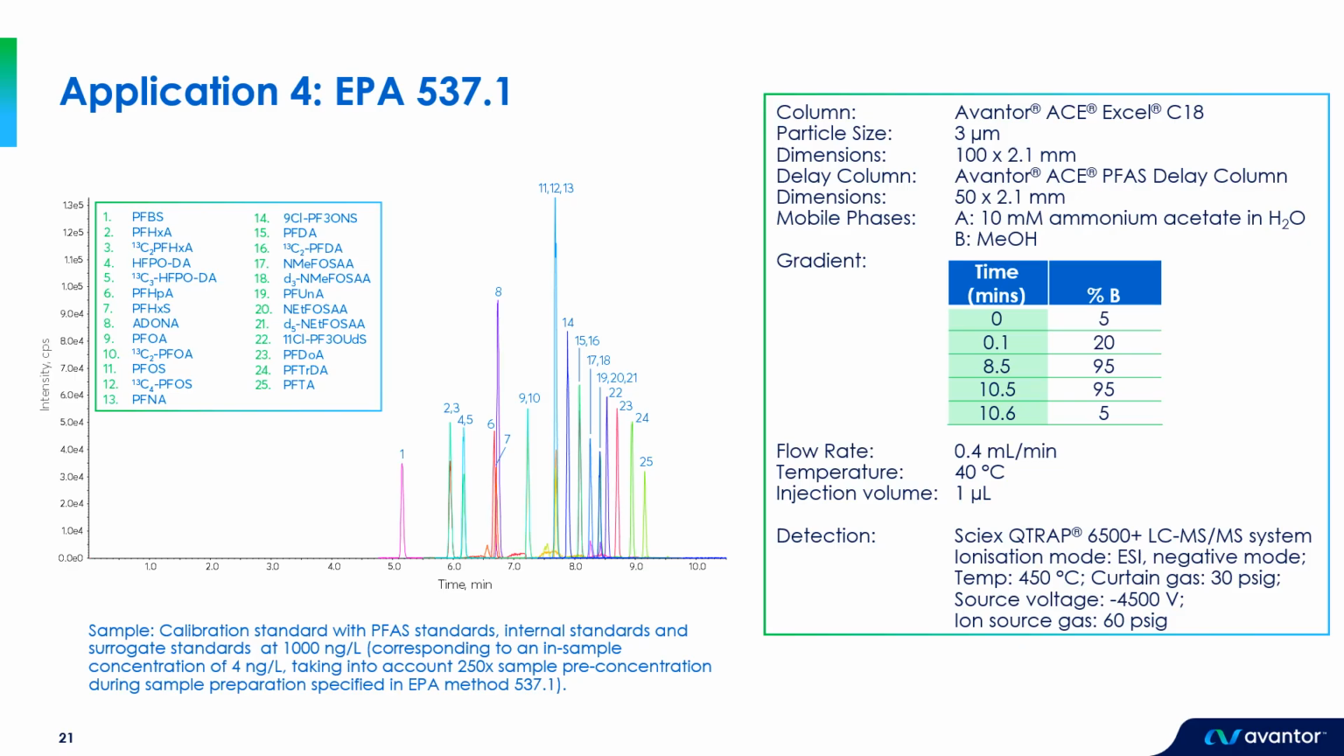For this particular method, we have quite tight criteria for the peak shape of the first eluting peaks. So here we've opted to lower the injection volume to 1 microliter and adapt the start of the gradient program to reliably meet those criteria. Despite the small injection volume, you can see here for this sample, which corresponds to 4 parts per trillion concentration in the samples, we were readily able to quantify down to the levels required by the regulators.